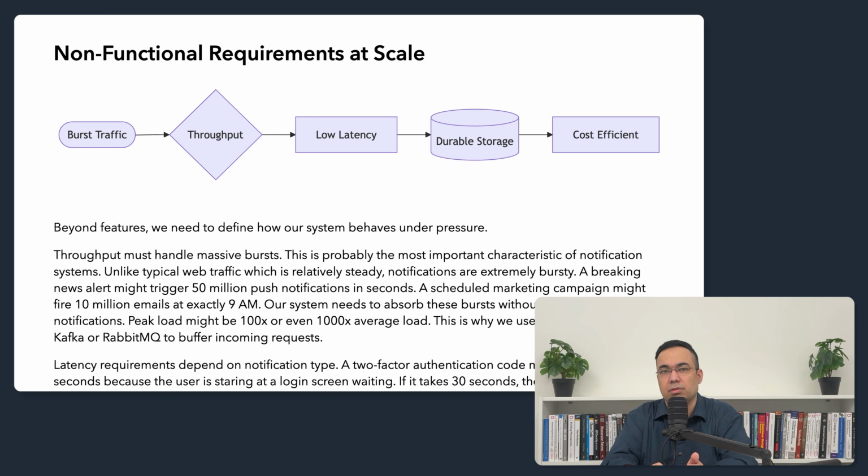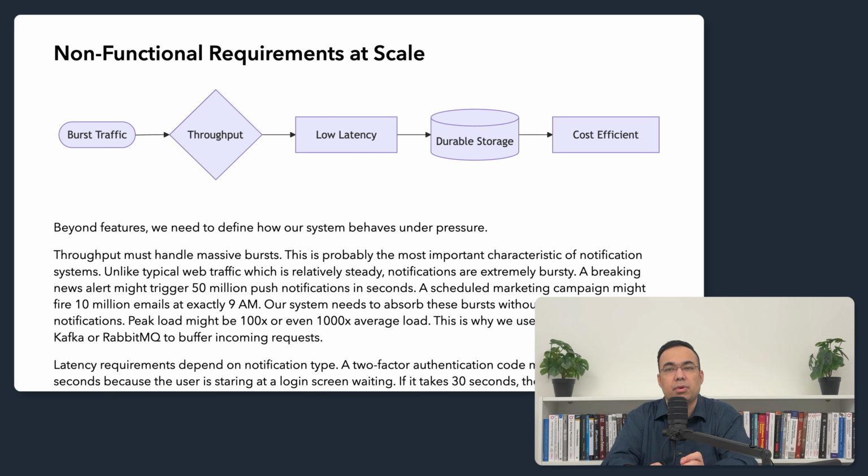Scalability should be horizontal. If we need more capacity, we add more worker servers. No single component should bottleneck the whole system. Kafka partitions let us parallelize processing, and Kubernetes also lets us autoscale workers based on the queue depth.